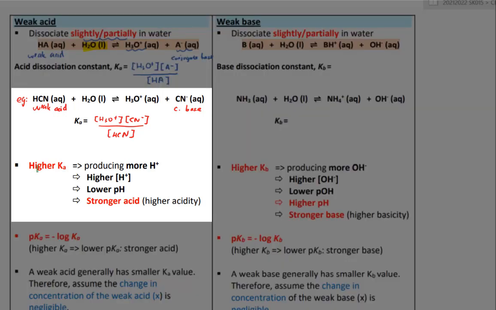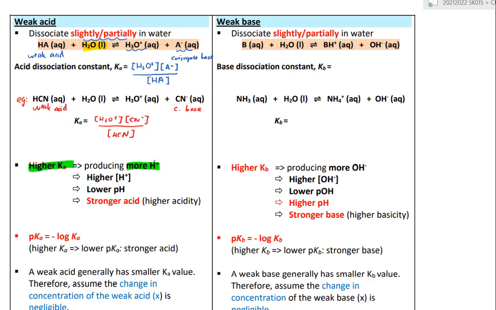We say that if you have a higher Ka value, that means you will have higher dissociation, producing more H+. More H+ indicates a higher concentration of H+. And when you apply pH equals negative log concentration of H+, it gives you a lower pH value. So higher Ka, lower pH. Therefore, it is a stronger acid, or we have a higher acidity.